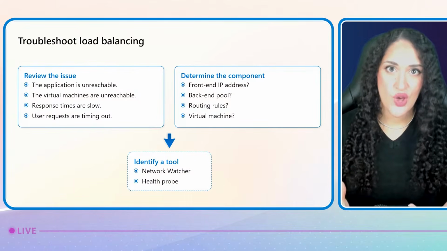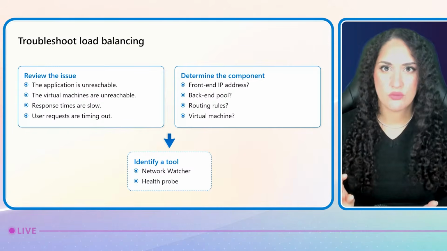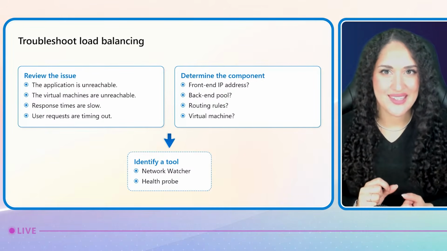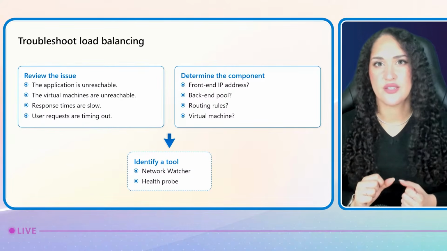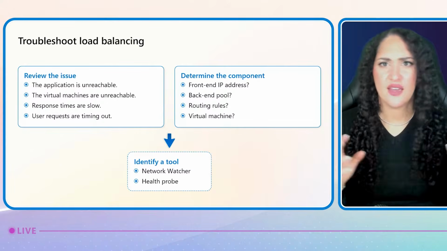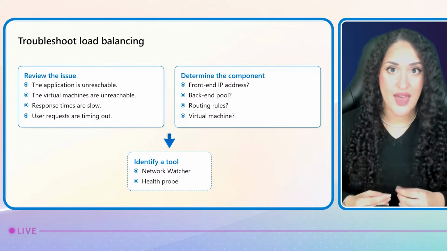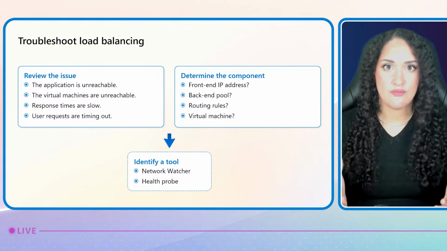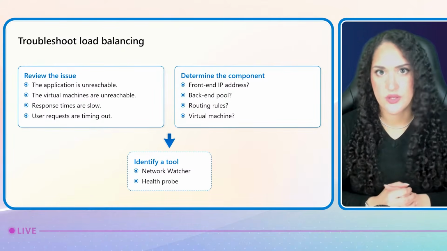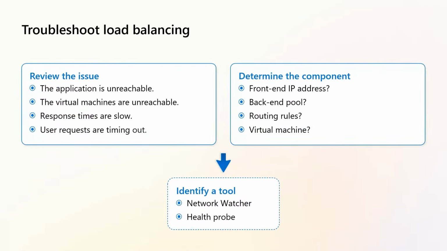Troubleshooting load balancers follows a systematic approach, which is very important for you to know for the exam. You start by reviewing the issue, then determine which component is affected, like front-end IP, backend pool, routing rules, or VMs, and then identify the right diagnostic tool. Network Watcher and Health Probes are your go-to tools. Be ready for scenario-based questions in the exam where you need to diagnose why an application behind the load balancer might be unreachable. That is a great skill to practice for the exam and real-life scenarios.